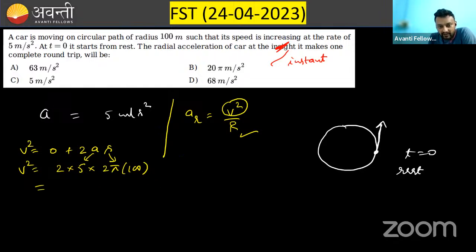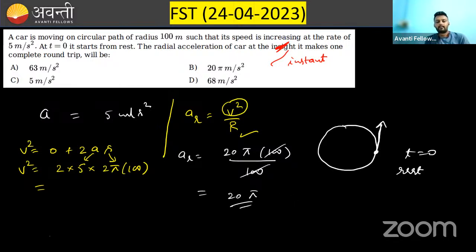Now what is radial acceleration? Radial acceleration a radial is v square by r. V square is 20 pi into 100, by radius which is again 100. It will be cancelled. That is 20 pi meter per second square, which is option number B. Is this question clear?